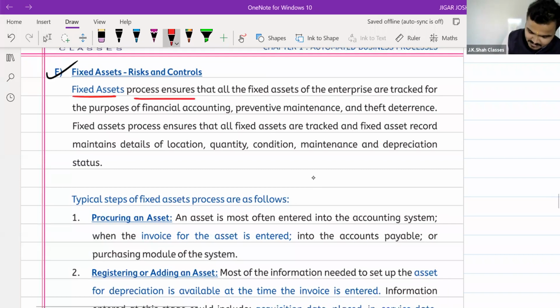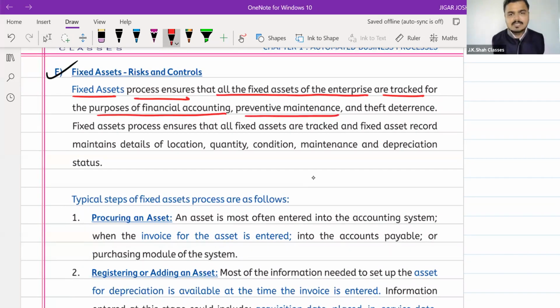Say this. Fixed asset processes ensure that all the fixed assets of the enterprise are tracked for the purpose of financial accounting and preventive maintenance, so that we can maintain all assets and record all assets as per our books of account. Also, threat of theft deterrence. If any asset is missing, then we can immediately understand which asset is lost, where it is lost, what could be the possibilities and other things. So it is very important that every company should have its own fixed assets module system.